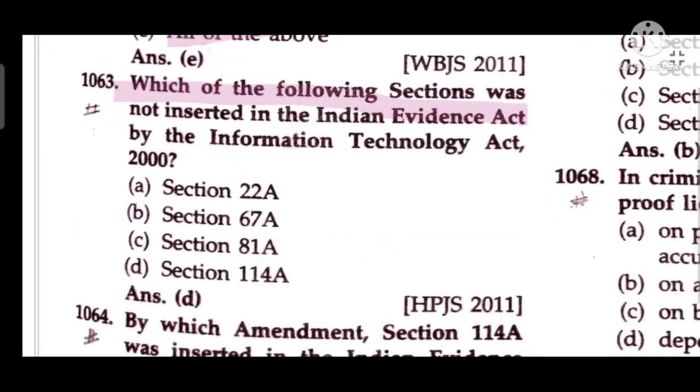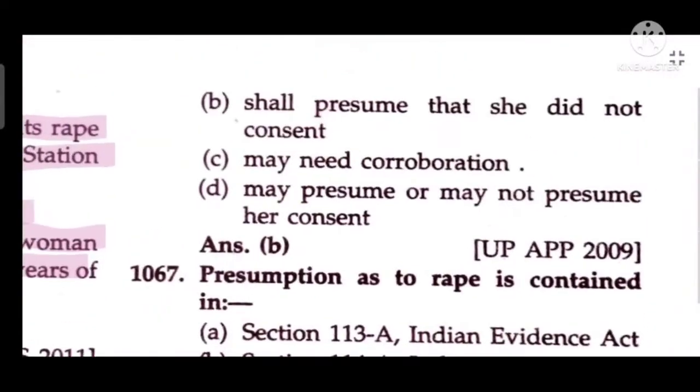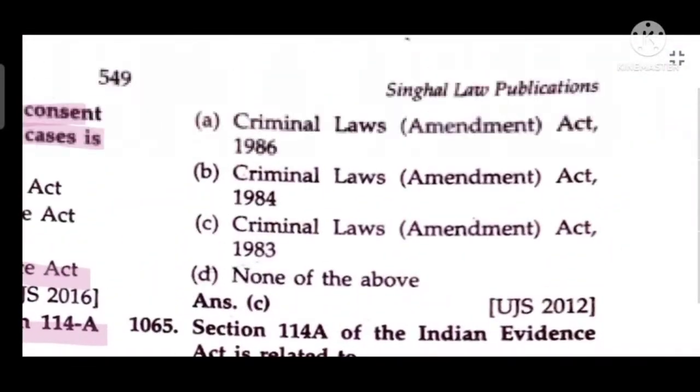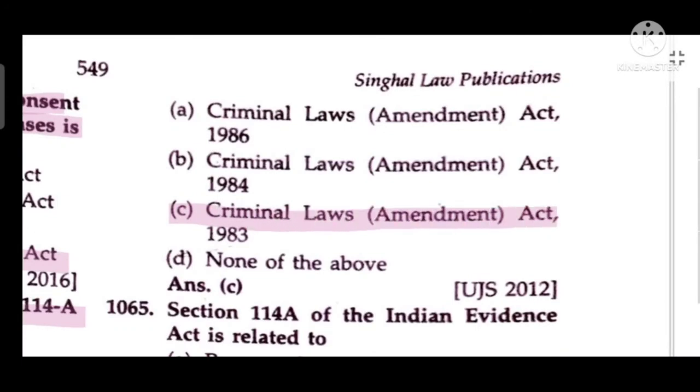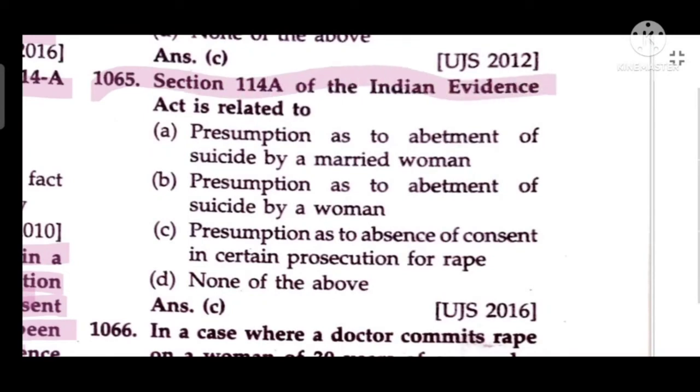Which one of the following sections was not inserted in the Indian Evidence Act by the Information Technology Act 2000? Section 114A. By which amendment was Section 114A inserted in the Indian Evidence Act 1872? Criminal Law Amendment Act 1983. Section 114A of the Indian Evidence Act is related to presumption as to the absence of consent in certain prosecutions for rape.